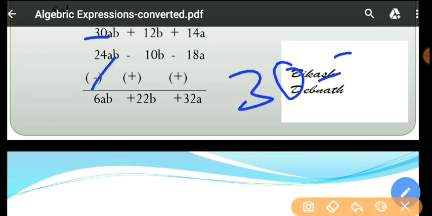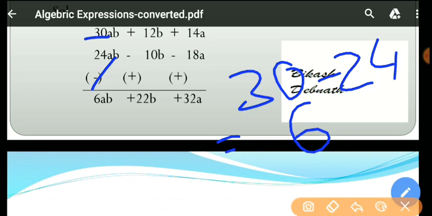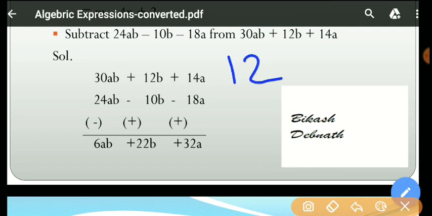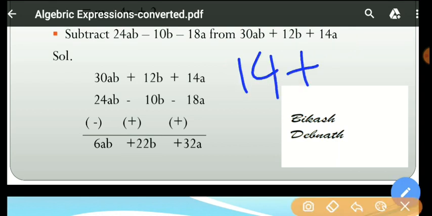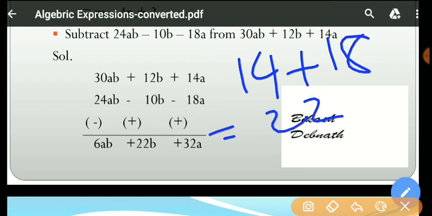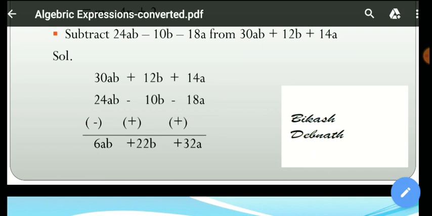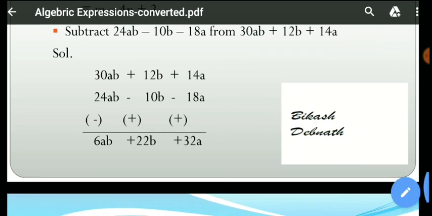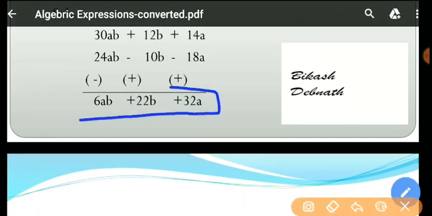Now you have to see 30 and minus 24. 30 minus 24 is what? 6. So it is 6ab. Similarly, plus 12 and plus 10. 12 plus 10 is 22. Plus 14 and plus 18. Sorry, 14 plus 18 is 32. 8 plus 4 is 12, write 2, carry 1, 1 plus 1. So 32. So our answer becomes 6ab plus 22b plus 32a.